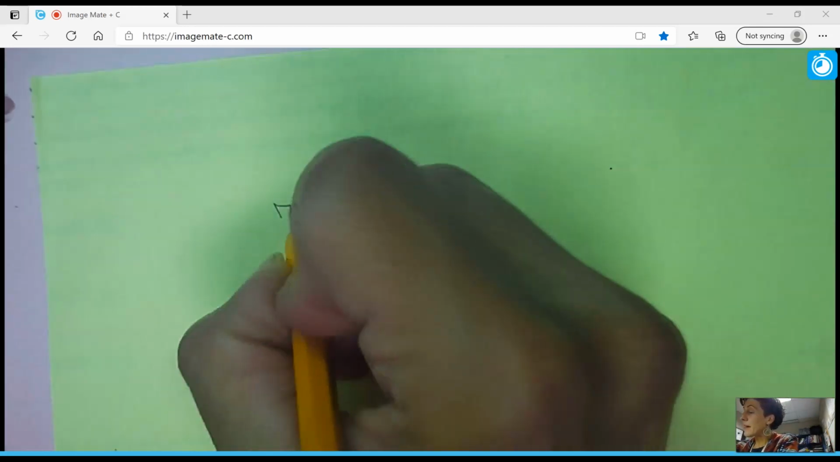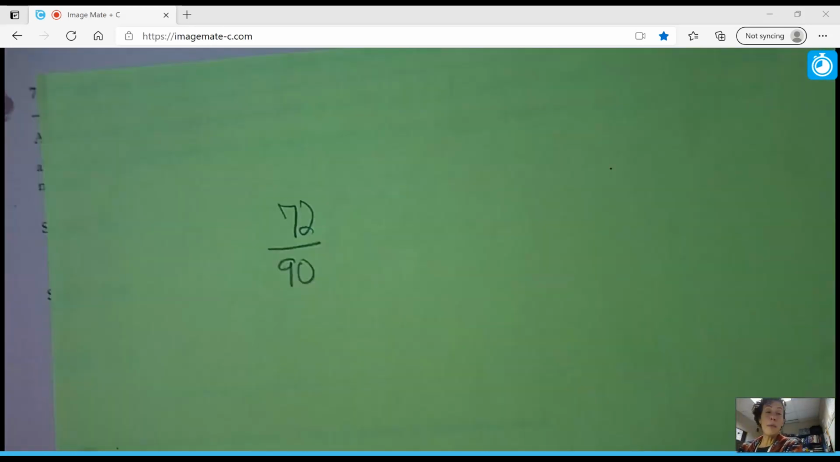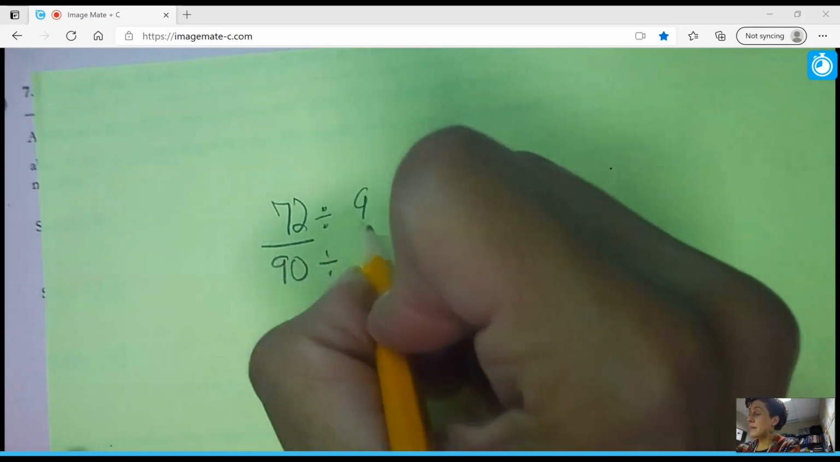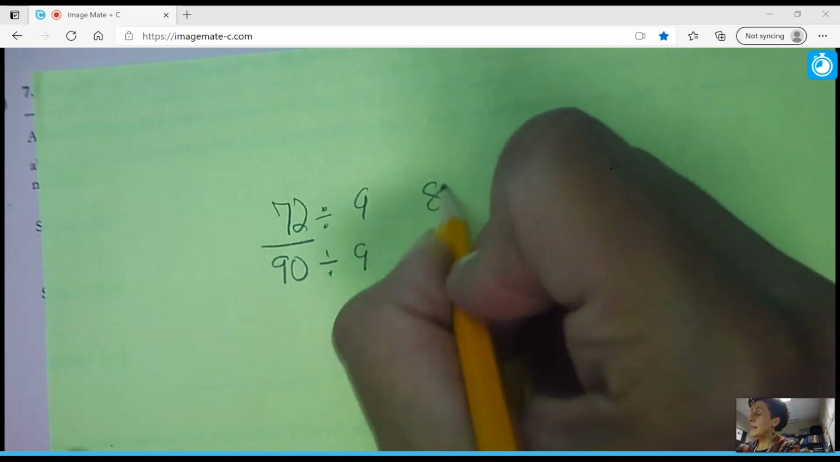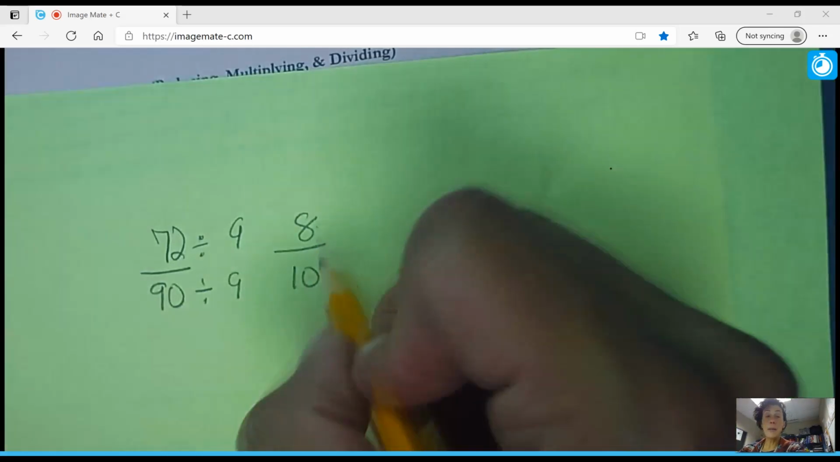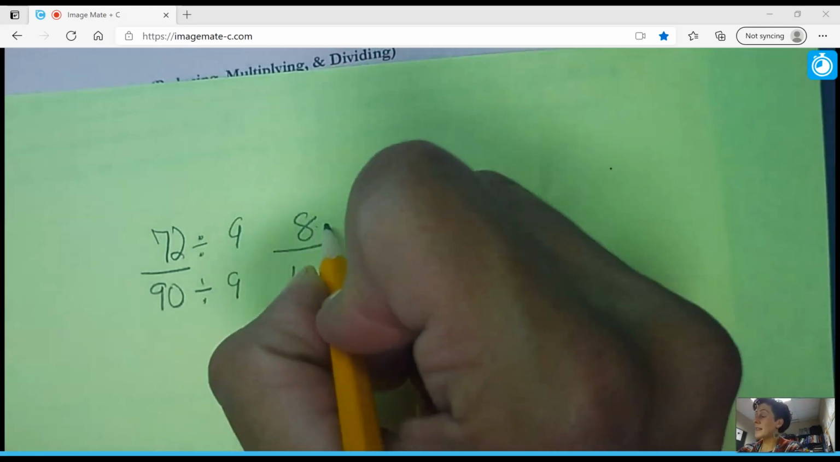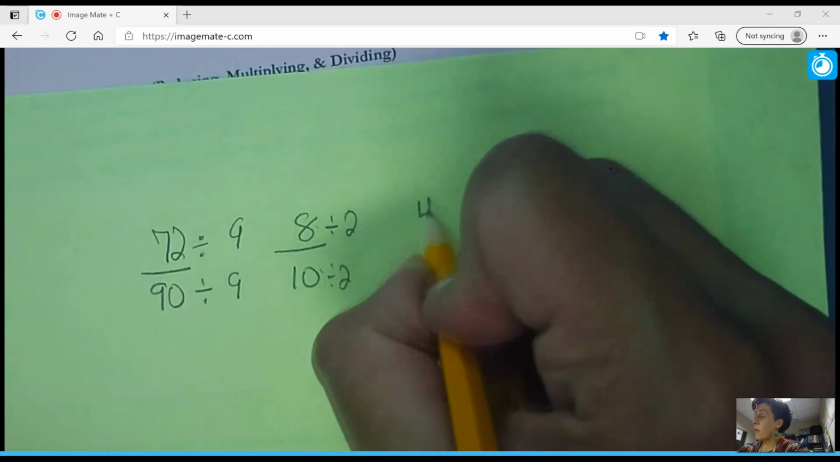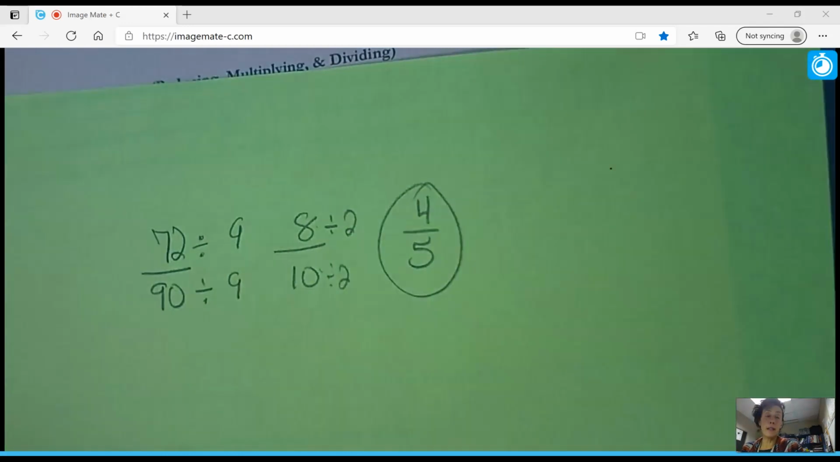So if I start with 72 over 90, a number that goes into both of those happens to be 9. So I'm going to divide both of these by 9, and this gives me 8, and this gives me 10. That's still not simplified all the way. So now I'm going to find another number that goes into both of them, which is a 2. And I get 4 over 5. So simplified, it's 4/5. So that's how I learned to simplify.